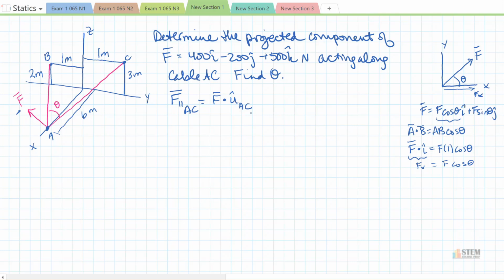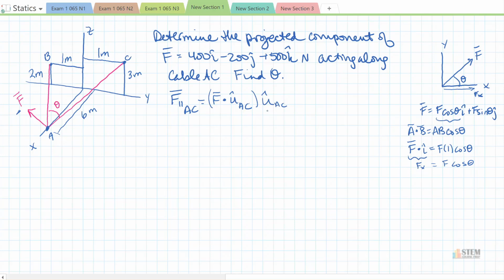Okay, so now that we have that, this is going to be the dot product. Well, this gives us a scalar. I want it in vector form. So we're going to take this and multiply it by that unit vector again. So we have the unit vector AC, U_AC.